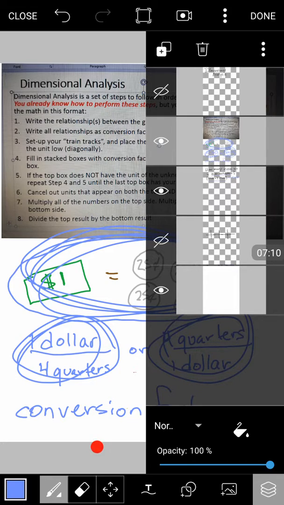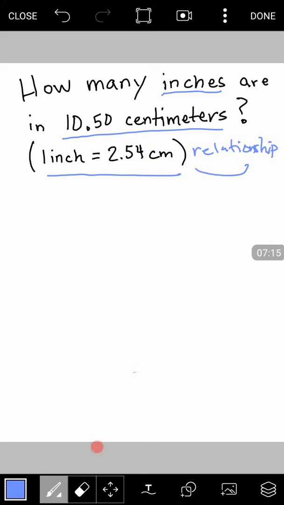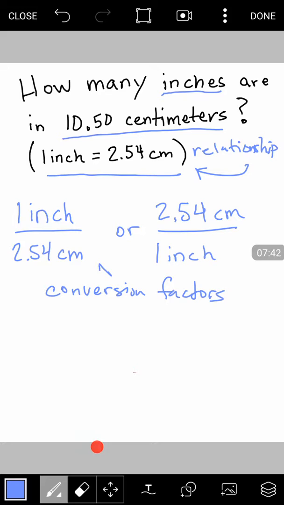So if you go back to the problem, here is our relationship. We need to write that as a conversion factor. So I'm just going to say, well, 1 inch over 2.54 centimeters. Or I can say 2.54 centimeters over 1 inch. Okay, these are your conversion factors. Both of them are conversion factors.